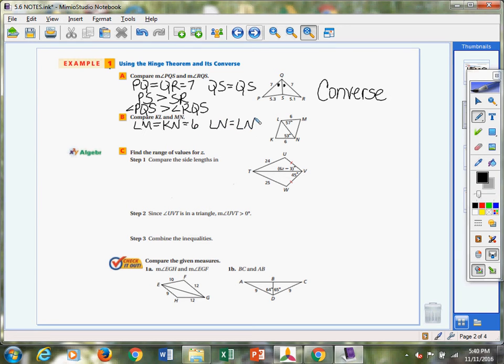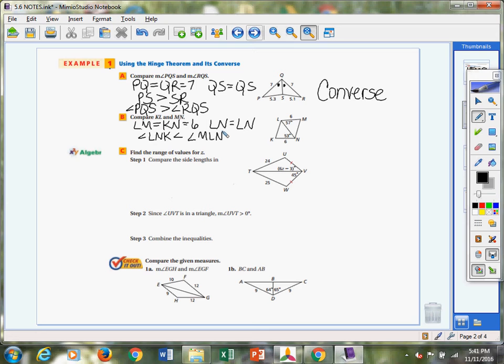That's reflexive. And then we can see that angle LNK is smaller, less than angle MLN. Okay, so we can see that LNK, which is 53 degrees, is smaller than MLN, which is 57 degrees. So we see a relationship there.